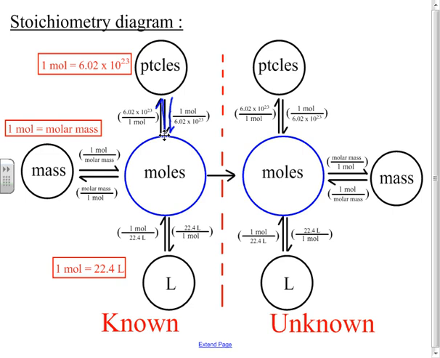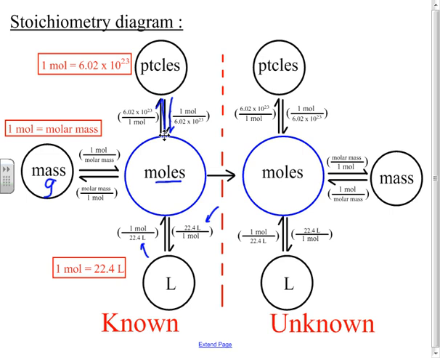Same for moles to mass, using the equivalent: 1 mole equals the molar mass of a substance. You multiply by the molar mass when you calculate grams. You divide by the molar mass when you calculate moles. Same for volume. 1 mole equals 22.4 liters. So to go from moles to liters, you multiply by the 22.4. To go from liters to moles, you divide by the 22.4.